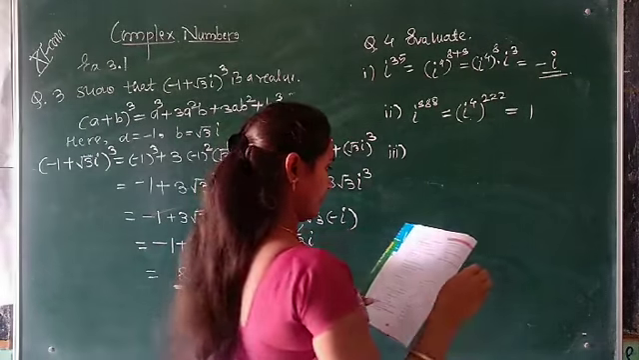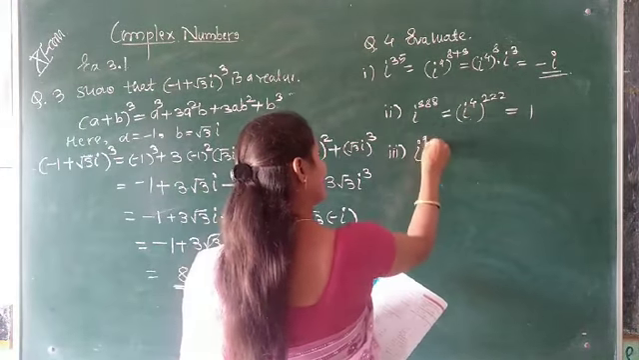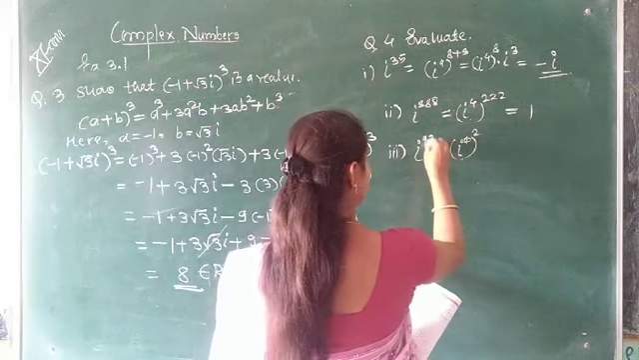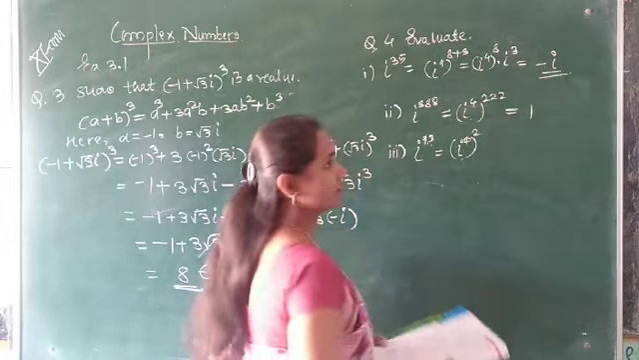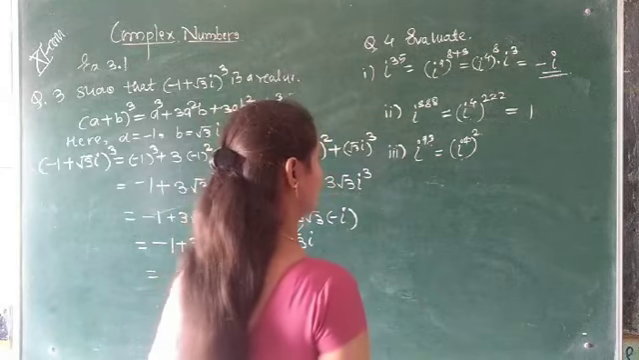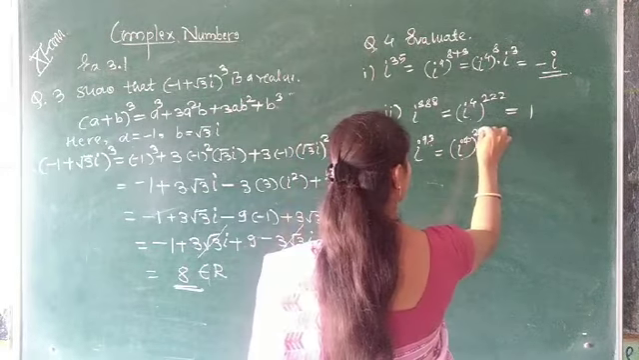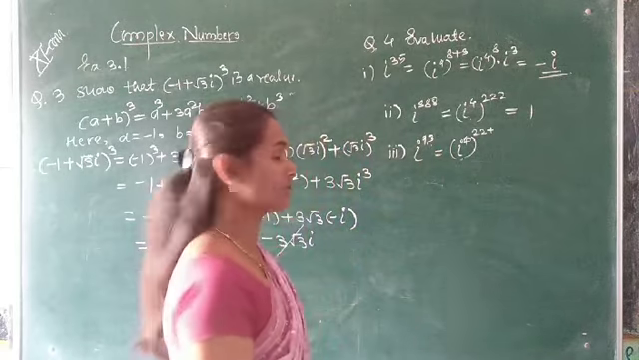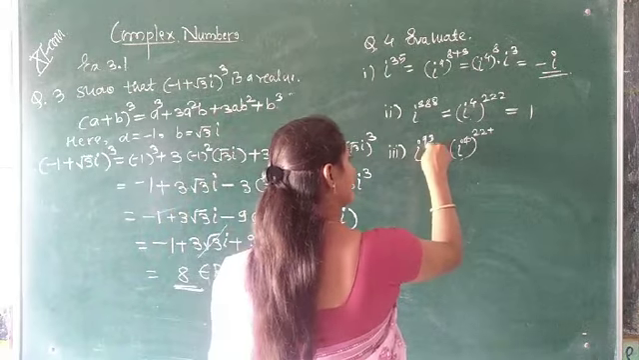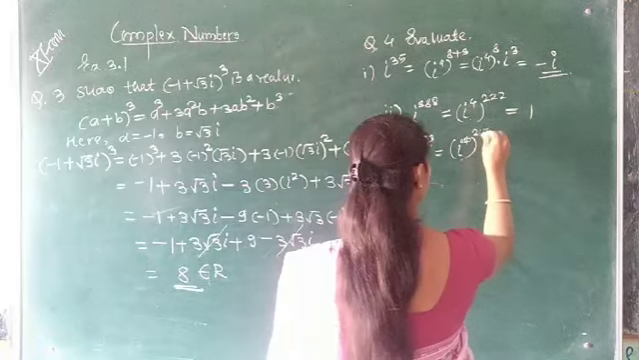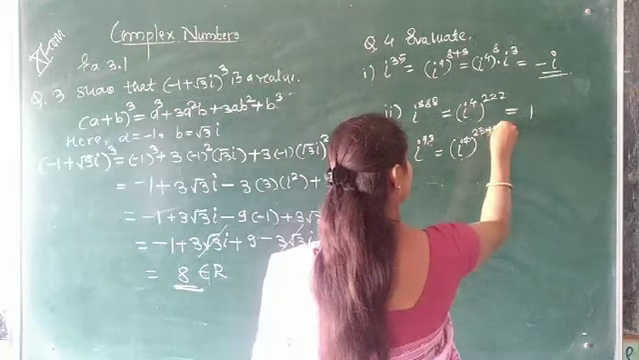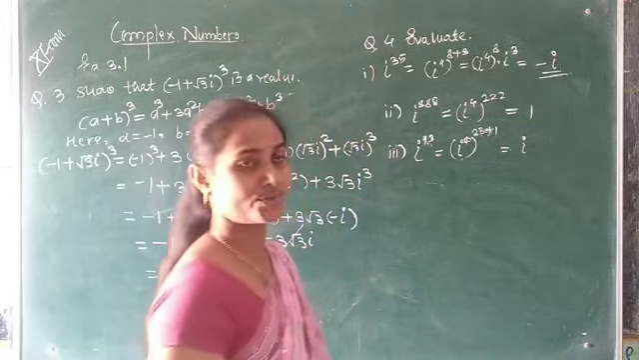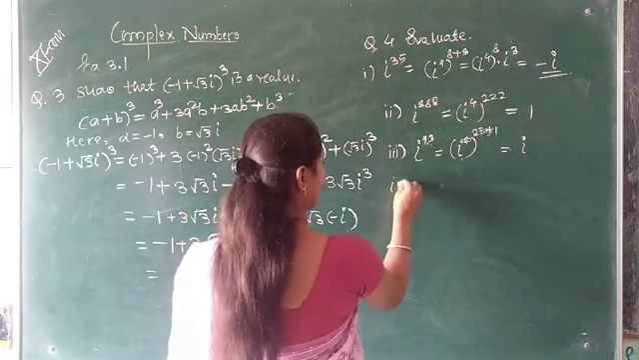Third, I raised to 93. Divide by 4. 4 2s are 8. It remains 1. Now it becomes 13 and 4 3s are 12. Again it is 1. So, answer is I. Remainder is 1. I raised to 1, it is I.